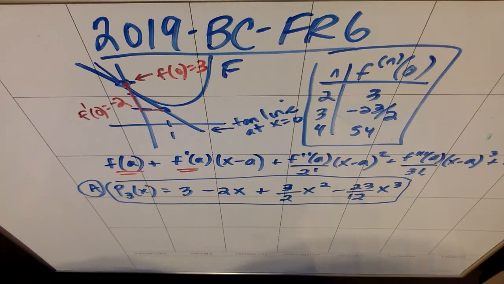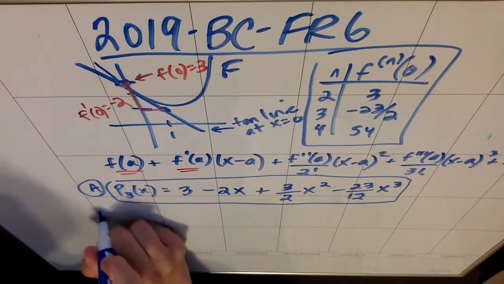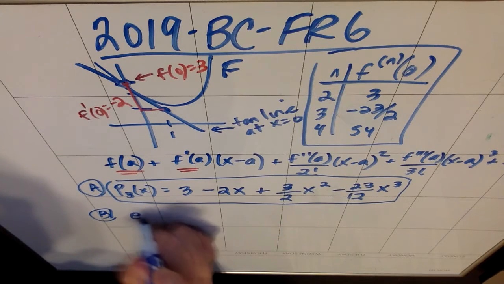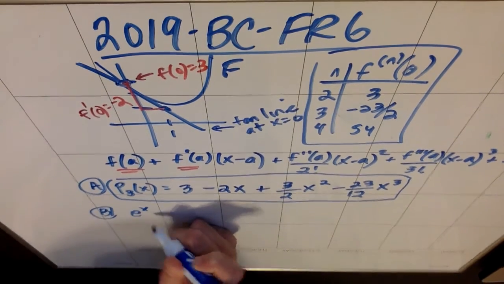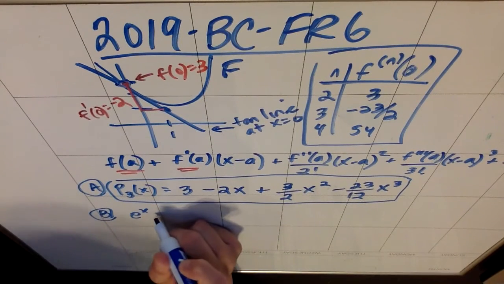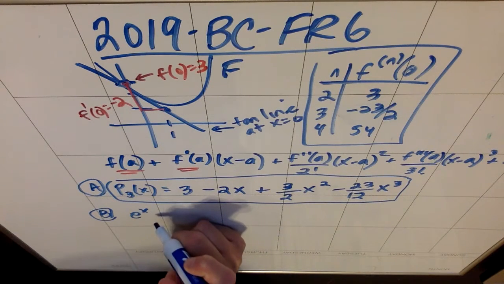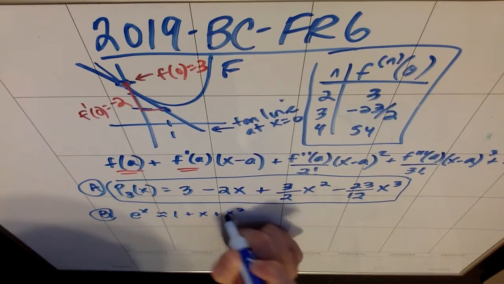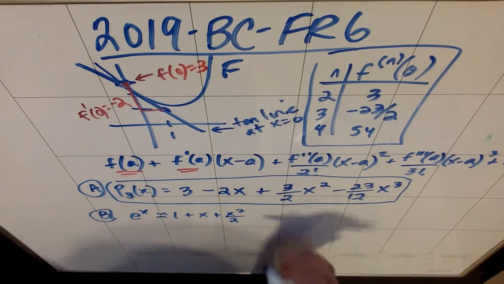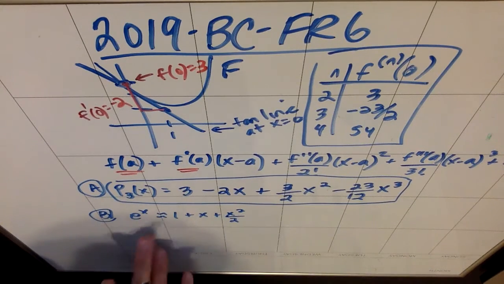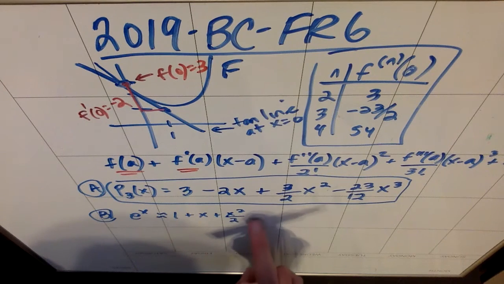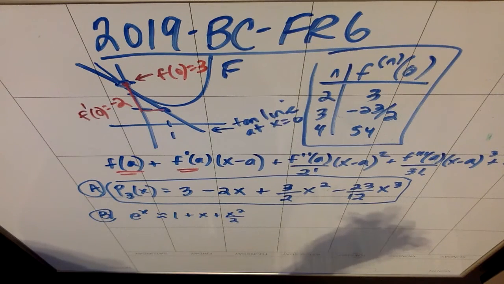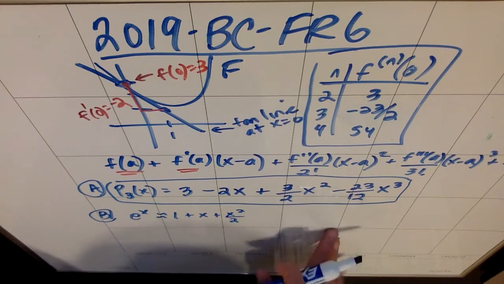For part B, we're asked to write the first 3 non-zero terms for the Maclaurin series for e to the x. So for part B, there are 2 skills. The first skill is to write the first 3 non-zero terms for e to the x. So e to the x is approximately 1 plus x plus x squared over 2 factorial, which is just 2. I was able to write approximately; if I wanted to write equal, I would have to put a dot, dot, dot, because it's actually equal to the infinite series. So that's what I want.